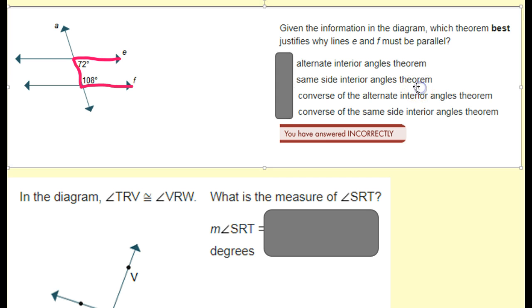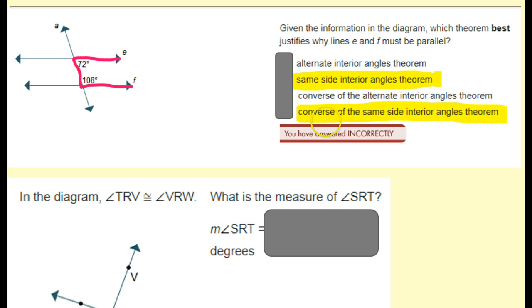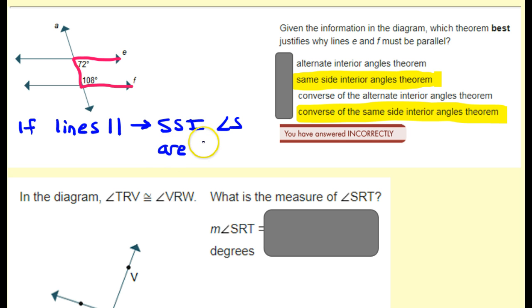But we have to be careful on this particular problem, because I see two choices that mention same side interior angles. Alright, we have the same side interior angle theorem, and then we have the converse of the same side interior angle theorem. So it's going to be one of these two. So how do I know which one it is? Well, the same side interior angle theorem says if the lines are parallel, then, and I'm just going to put SSI for same side interior angles are supplementary.